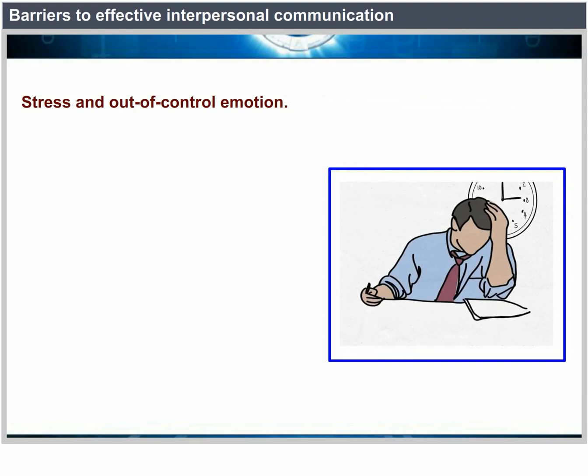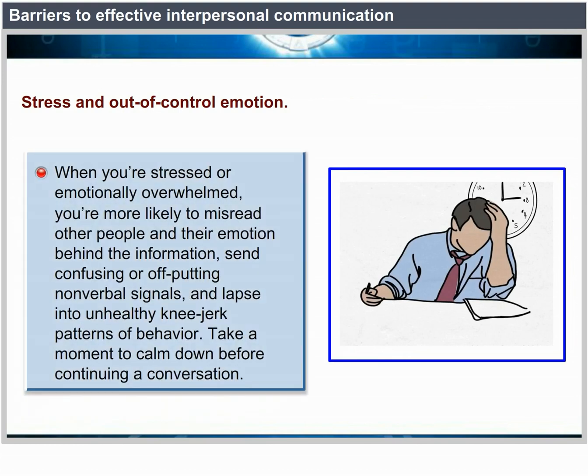Barriers to effective interpersonal communication. Stress and out of control emotion. When you are stressed or emotionally overwhelmed, you are more likely to misread other people, send confusing or off-putting non-verbal signals, and lapse into unhealthy knee-jerk patterns of behavior. Take a moment to calm down before continuing a conversation.